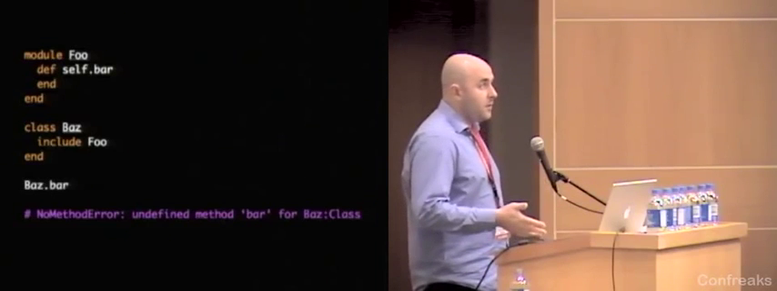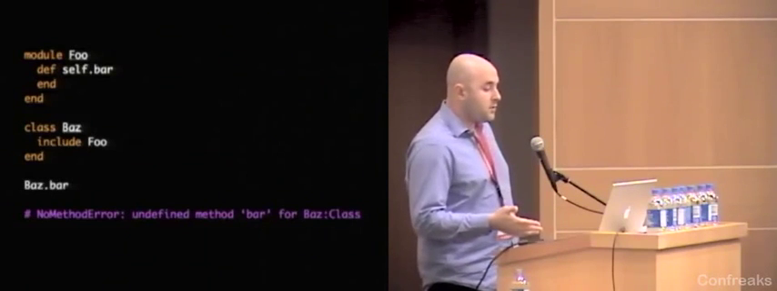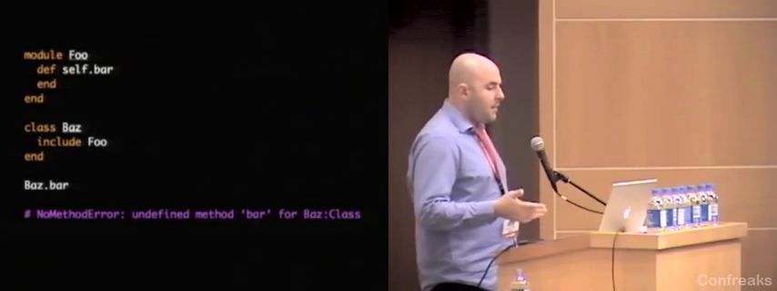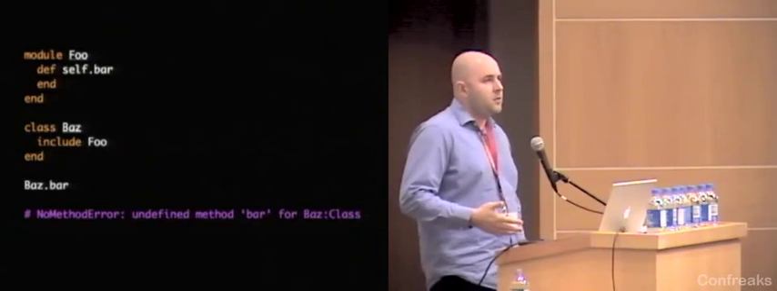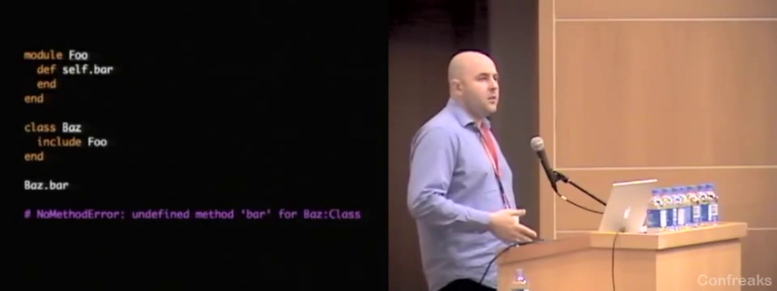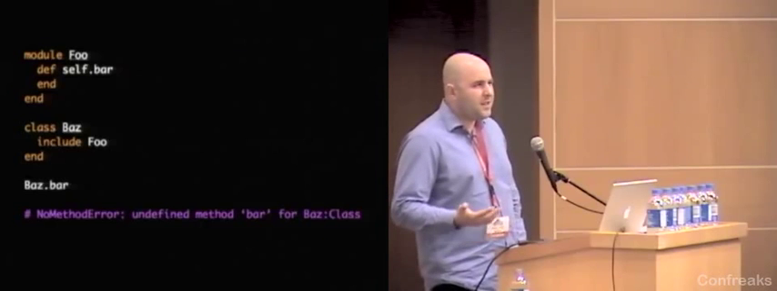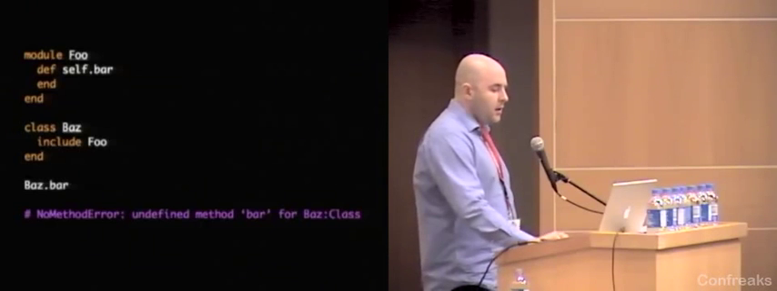Because anyone that's been doing Ruby for any amount of time knows that when I try to include this module in a new class like Baz, I'm not going to get bar as a class method. We all learn this as we first get introduced to Ruby. And it's like, oh yeah, right, you can't bring class methods along when you include a module. But it's kind of strange, right? Why is that?